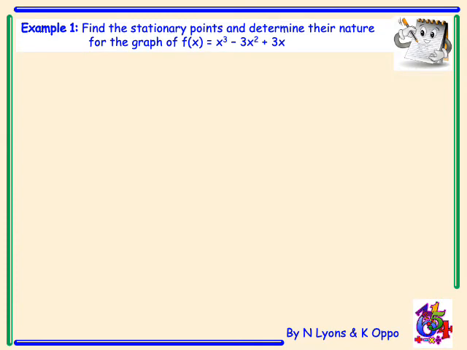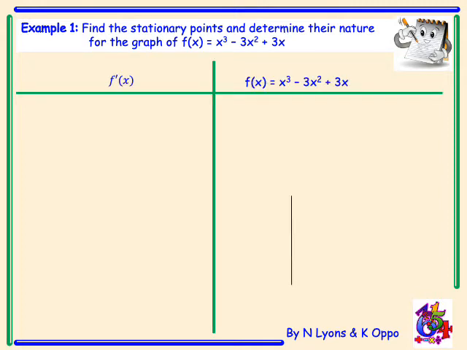Example 1. Find the stationary points and determine their nature for the graph of f of x equals x cubed minus 3x squared plus 3x. So again, to get ourselves started, left hand side, let's have a look at the gradient of this curve. So we're going to have to calculate the derivative f dash of x. So f dash of x equals 3x squared minus 6x plus 3. And for stationary points, let f dash of x equals 0.